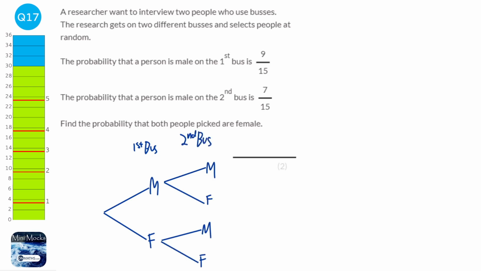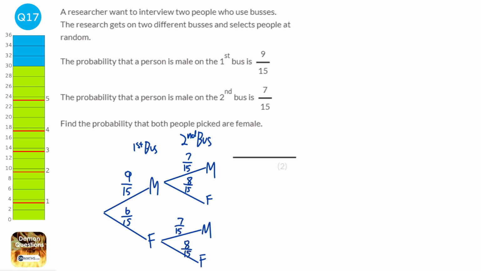So the probability of male on the first bus is 9/15, and therefore the probability of female is 1 minus 9/15, which would be 6/15. Male on the second bus is 7/15, and so female would be 8/15, because they need to add up to 1. And it's independent, so these will be the same.